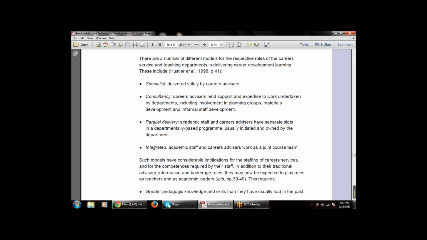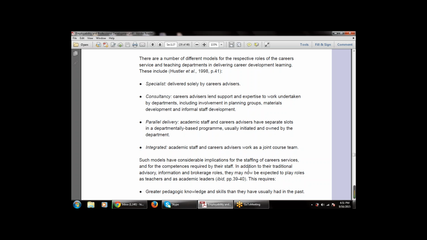Such models have considerable implications for the staffing of the career services and for the competences required of the staff. In addition to the traditional advisory, information and brokerage roles, they are now expected to play the role of a teacher and academic leader.